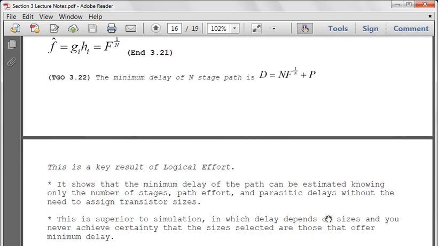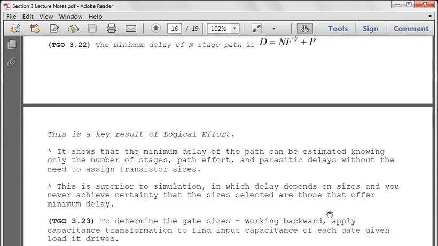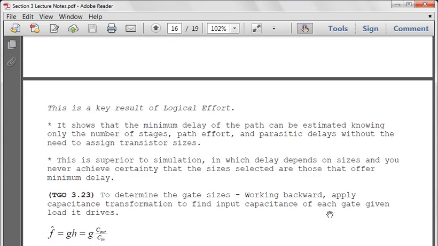I wanted to read this as an excerpt from the textbook that I think is very important. This will help you be better engineers. So this is a key result of logical effort.